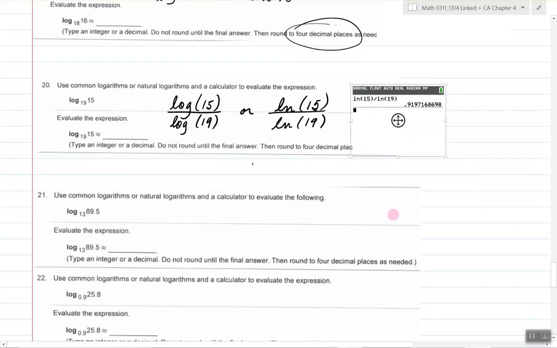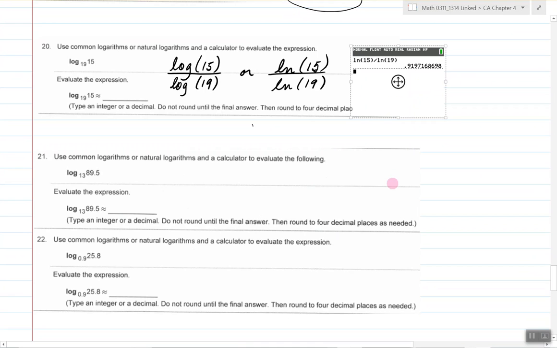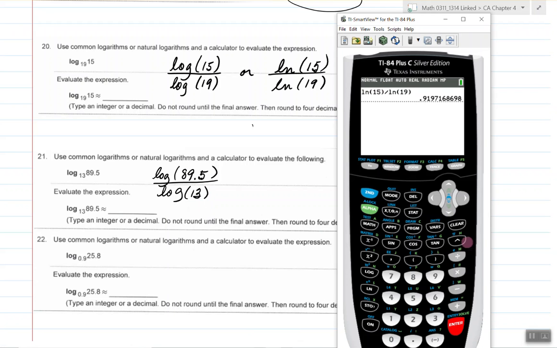So now let's look at the next one. We're just going to do this several times. On this one, suppose log base 13. I have no idea about log base 13. So I will take the log of 89.5 and I will divide it by the log of 13. And that's how I will get a value. So common log 89.5 close parentheses divided by common log 13 close, and I have 1.7522.